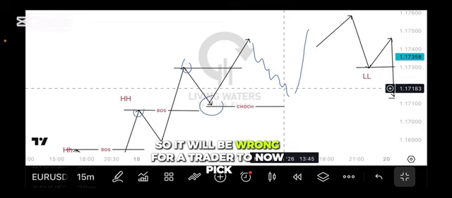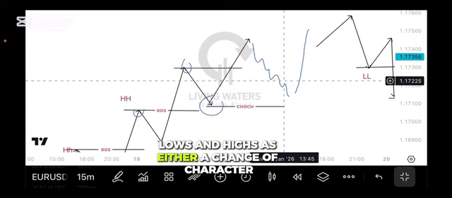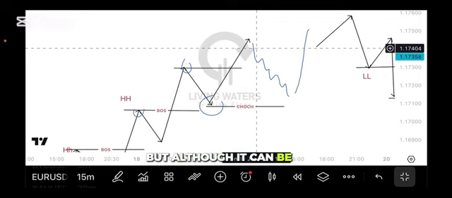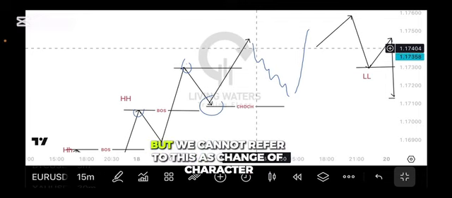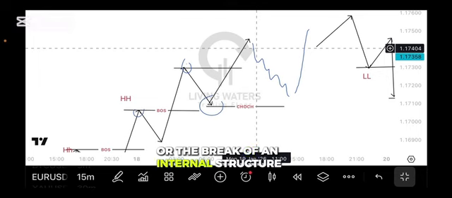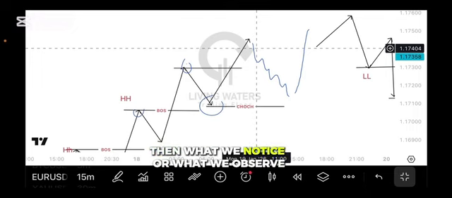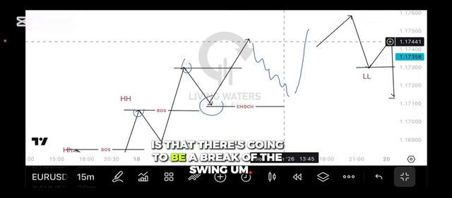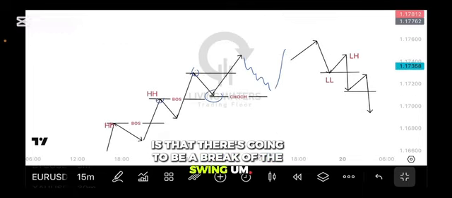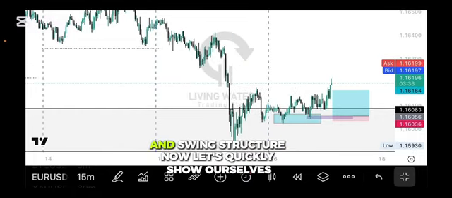So it will be wrong for a trader to pick these internal lows and highs as a change of character. Although it can be seen as a break of market structure, we cannot refer to this as a change of character. A lot of people mistake the break of an internal structure for the break of a swing structure. If the structure is about to change, what we observe is that there is going to be a break of the swing structure. Is that okay now? That's the major difference between the internal structure and swing structure.